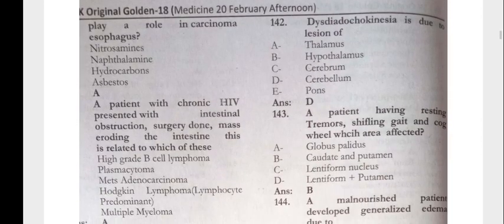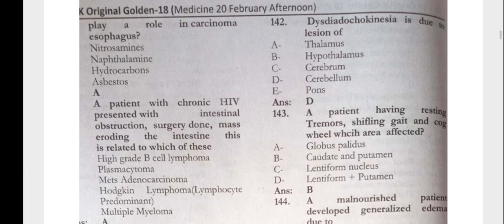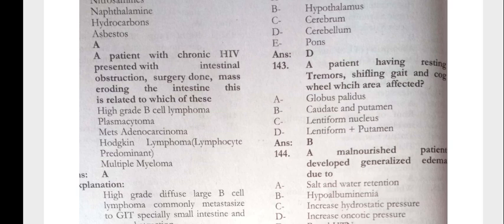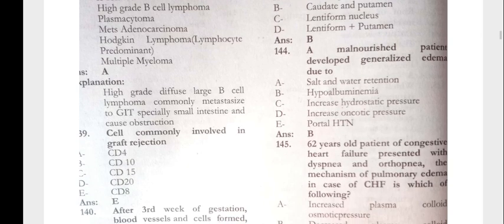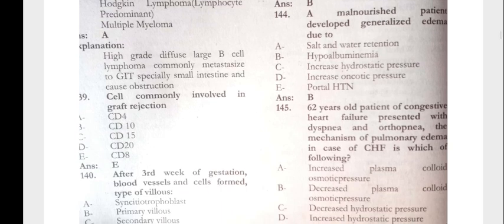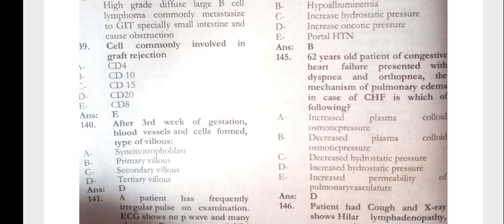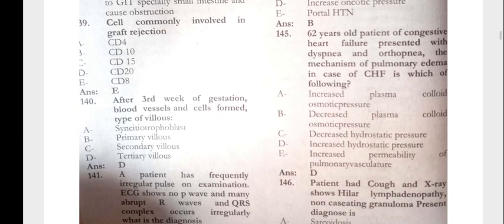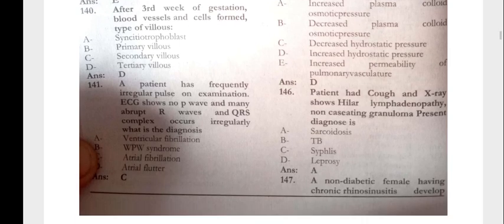Next, the dysdiadochokinesia is due to the lesion of cerebellum. The patient having the resting tremors, shuffling gait, cogwheel rigidity, what is affected? The caudate and the putamen. The malnourished patient developed generalized edema due to hypoalbuminemia. 62-year-old patient with congestive heart failure presents with dyspnea and orthopnea. Mechanism of pulmonary edema in this case is due to which of the following? There is the increased hydrostatic pressure.